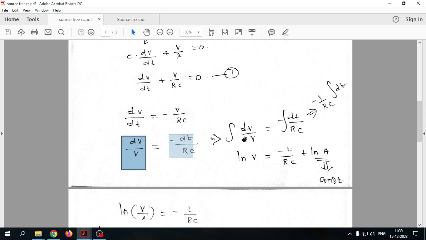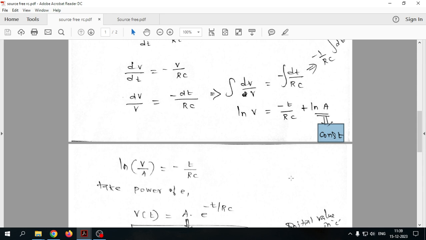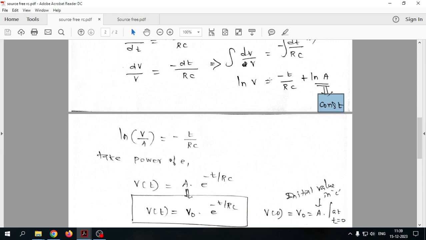Bring the V term to one side and the t term to the other side. Then dV by V is equal to minus dt by RC, and to cancel the differentiation we can take integration. When you take integration, dV by V gives ln of V, and here 1 by RC is a constant, so you can take 1 by RC outside the integral of dt, and that will be t plus ln of a, where ln a is a constant. Okay, assume that.